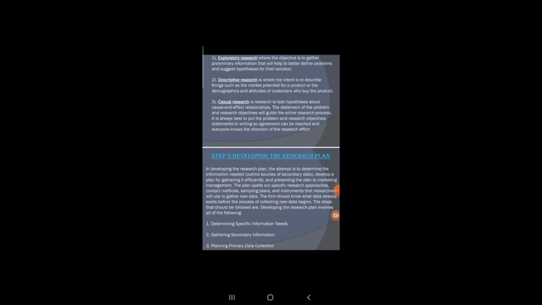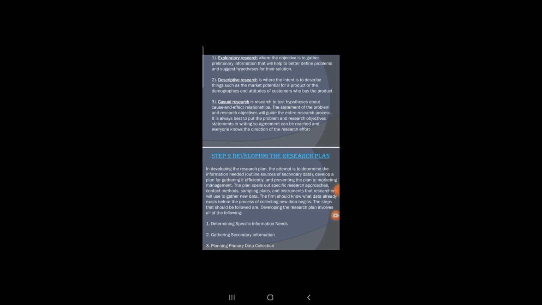Step 2, developing the research plan. In developing the research plan, the attempt is to determine the information needed, outline sources of secondary data, develop a plan for gathering it efficiently, and present the plan to marketing management. The plan spells out specific research approaches, contact methods, sampling plans, and instruments researchers will use to gather new data. The firm should know what data already exists before the process of collecting new data begins.